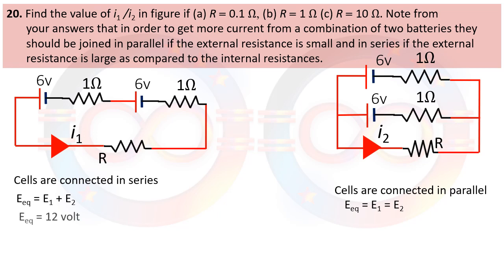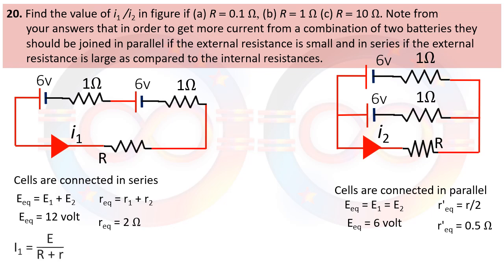So here it is 12 volt and here it is 6 volt. Now R equivalent in series combination is the algebraic sum, that is 1 ohm plus 1 ohm. So it is nothing but internal resistance is 2 ohm, and here it is just half, because in parallel combination 1 by R1 plus 1 by R2 is equal to 1 by R equivalent. So it is R by 2, that is 1 by 2 or 0.5 ohm. So these are the basic calculations from both the diagrams.